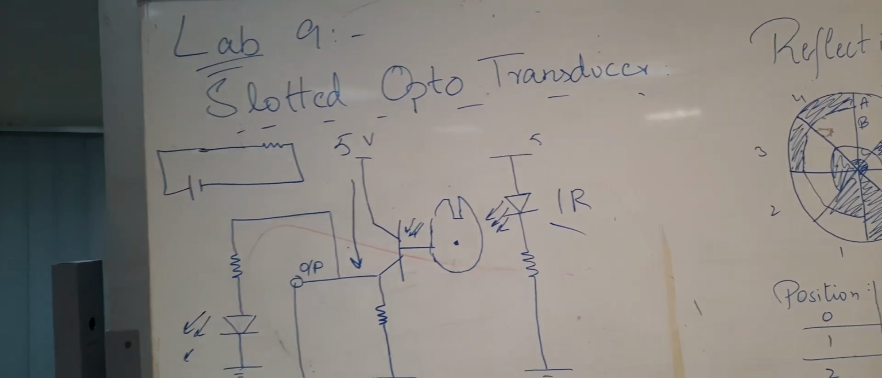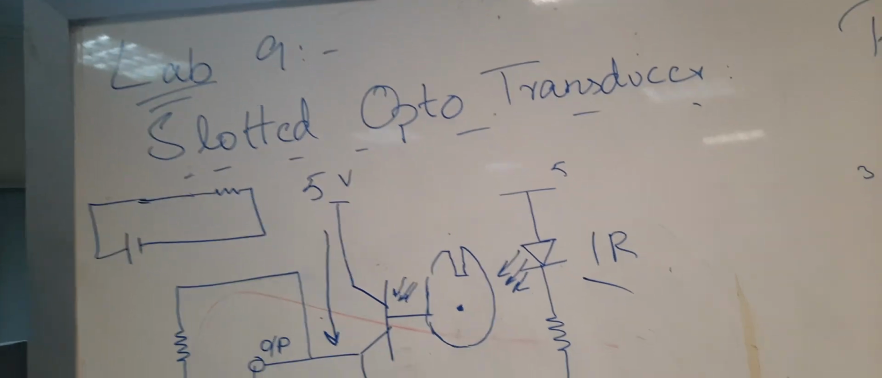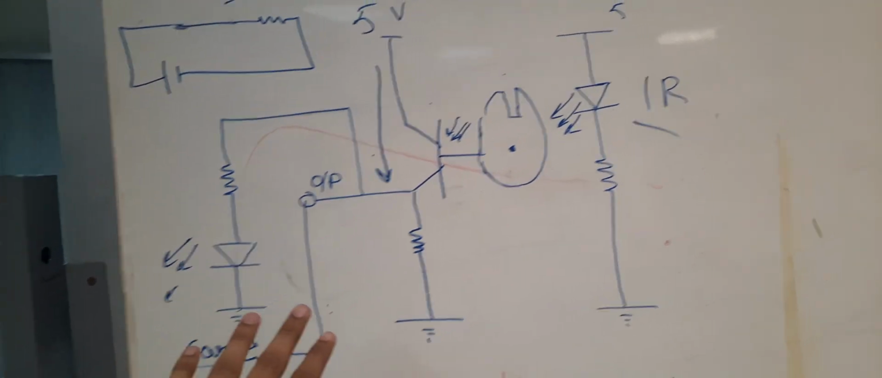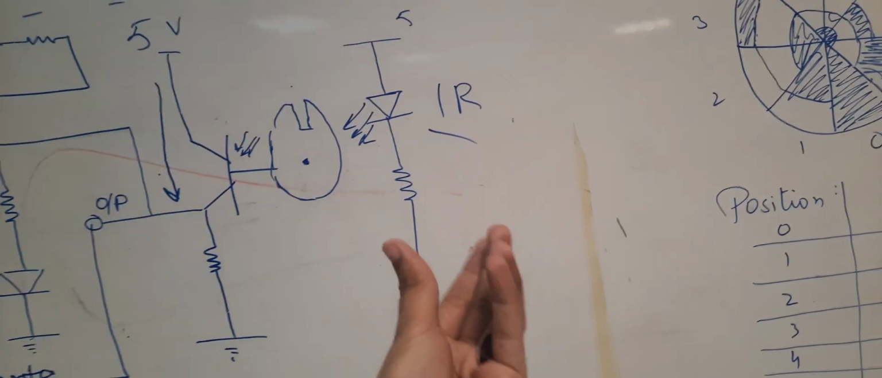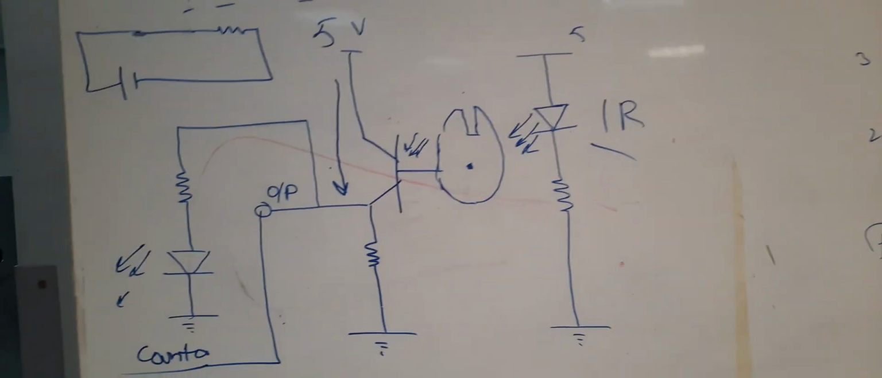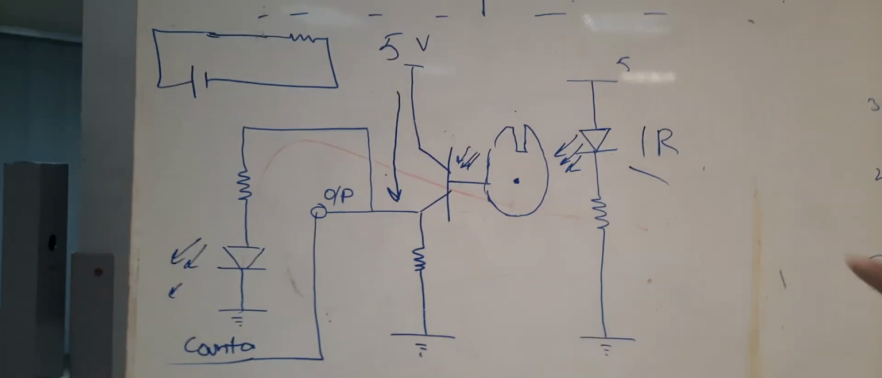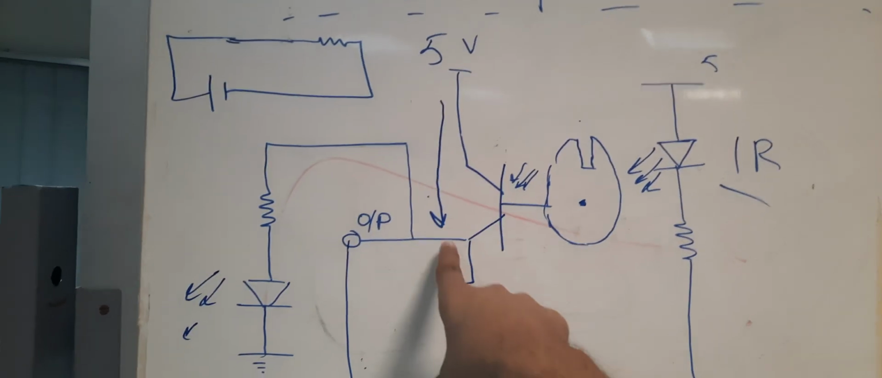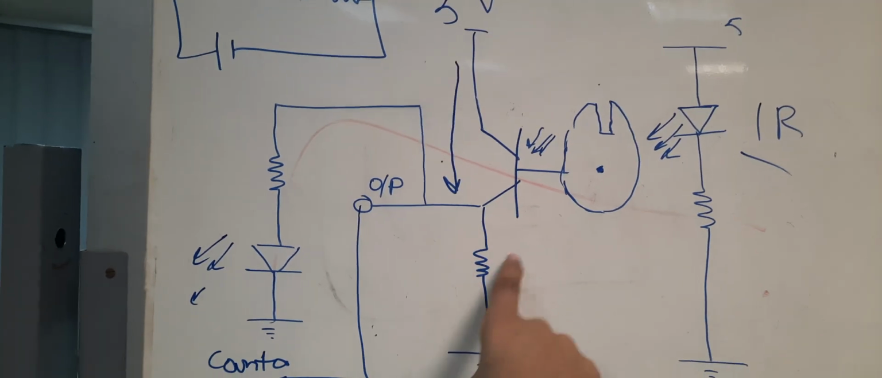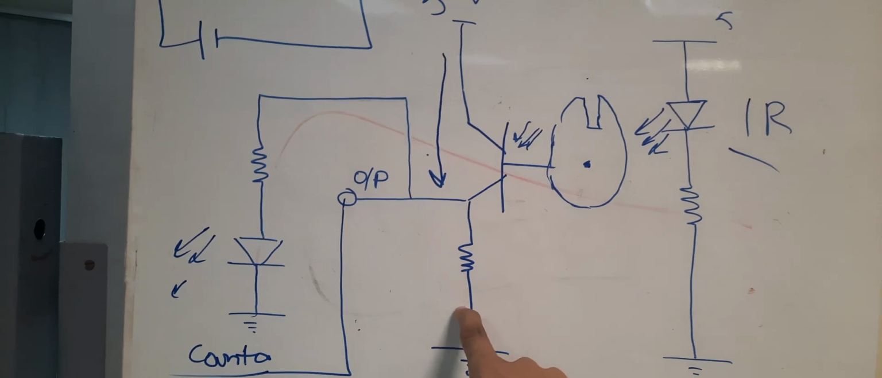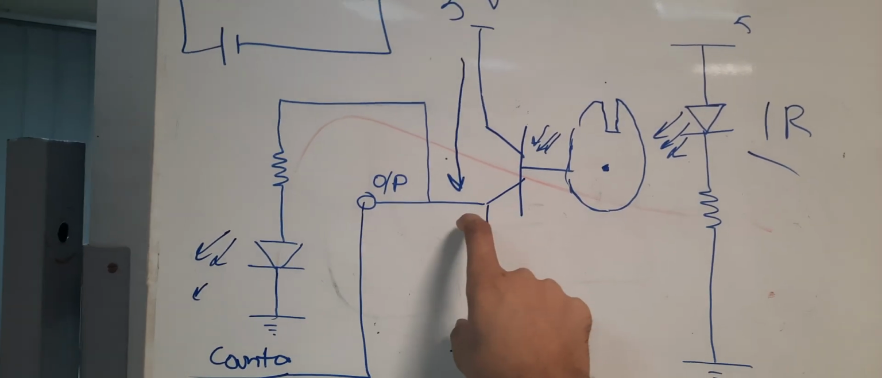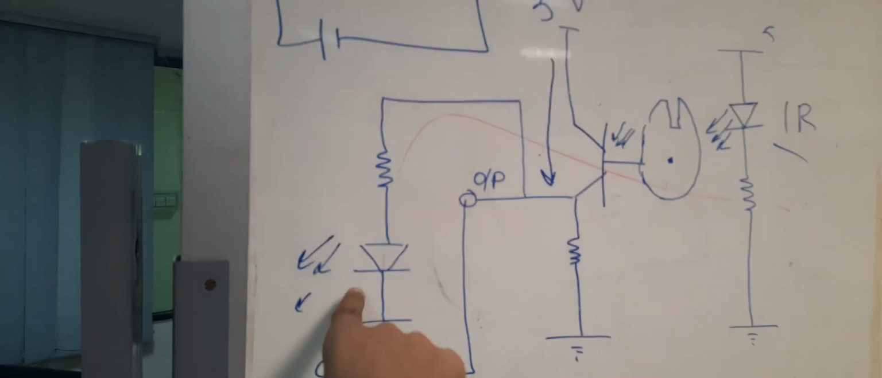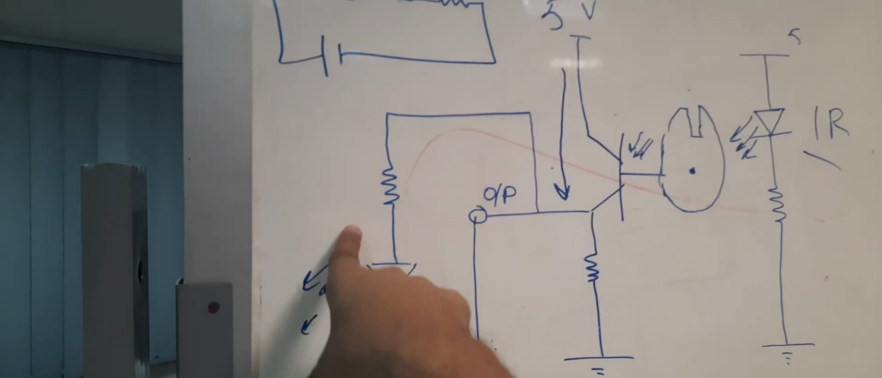Let's see how the slotted opto transducer works. It consists of a phototransistor and an IR LED. When IR radiation falls on the phototransistor base, it conducts. When it conducts, current passes through the resistor, so the voltage appears on the resistor. In parallel to that resistor, we have connected an LED along with a protective resistance.